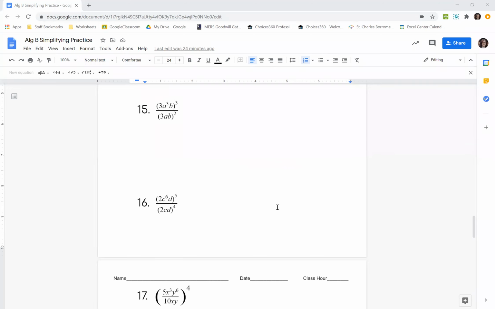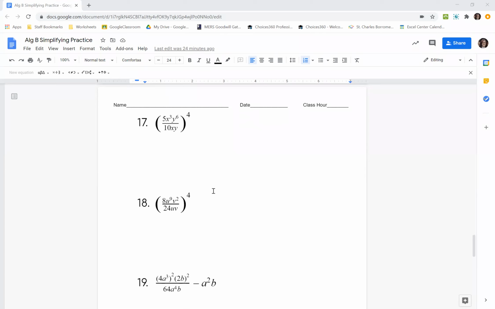Okay, moving on, number 17. Now, one thing that's different about 17 is that my whole entire fraction is inside of this parentheses, okay? So before I take care of my exponent, when you do order of operations, you say, please excuse my dear Aunt Sally. Looking at what's inside of this very large parentheses, I can simplify that. So let's go ahead and simplify that before we take care of my exponent. It'll make it much easier to do that.